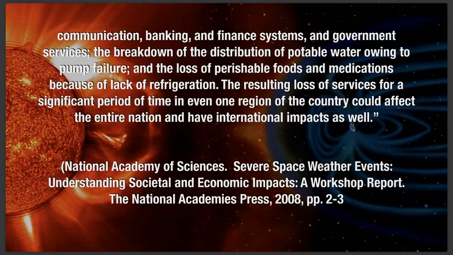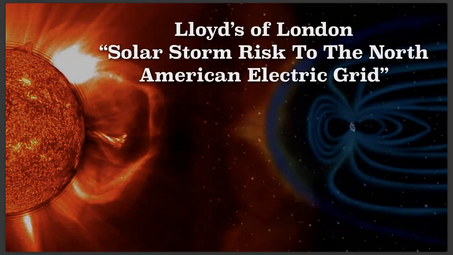And just one more quick reference from an interesting source. Lloyd's of London, a global insurance company, issued a report on solar storm risk to the North American electric grid. So often when a government agency issues a report, there's a lot of politics that come into play, so it's good to go to more sources. I don't see any reason why an insurance company would have any reason to get political about this. They're just looking at the probability of how much they could stand to lose from claims associated with the solar storm in the future. So it's very interesting to read their take on it. Take a look at this.